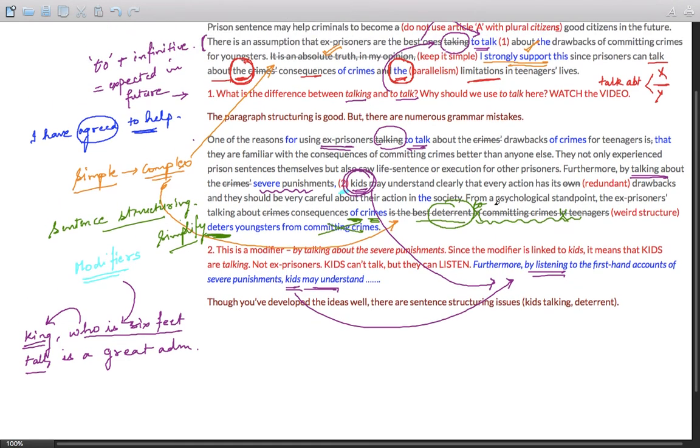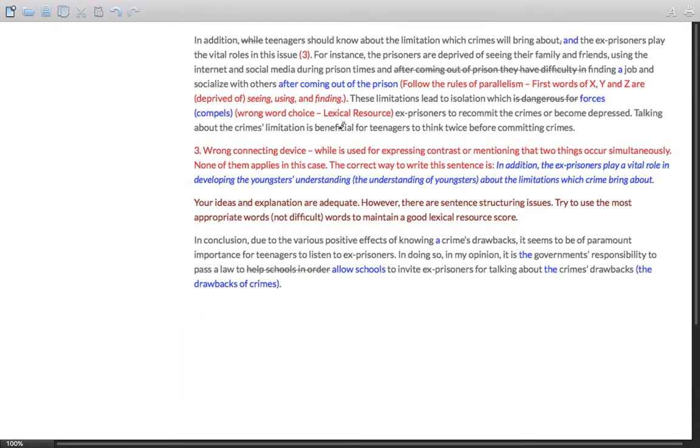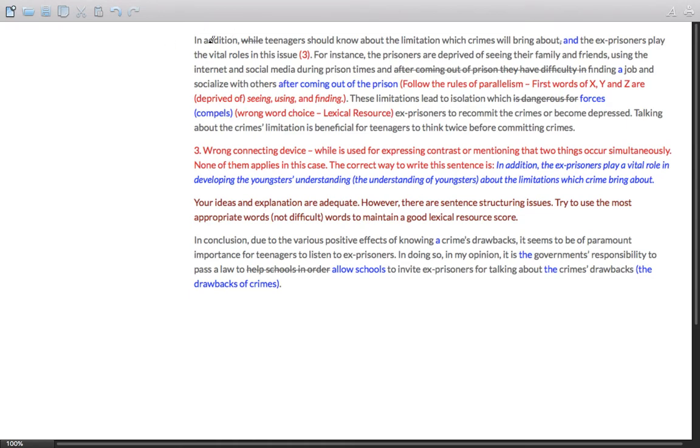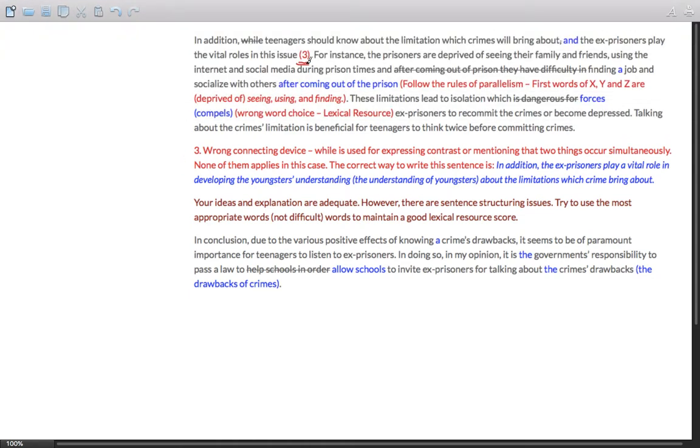So you must have realized by now that while some sentence structures are incorrect, like this one, other sentence structures can be simplified. They can be more clearly communicated. Similarly, number 3. Let me change here. Number 3. This is also a sentence structuring issue, and I've explained it over here.